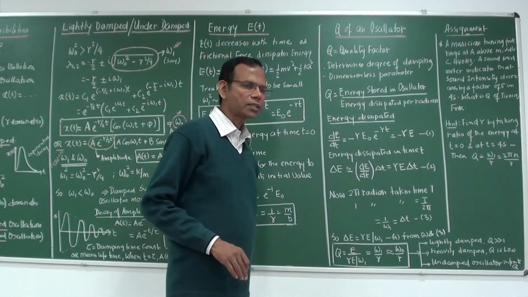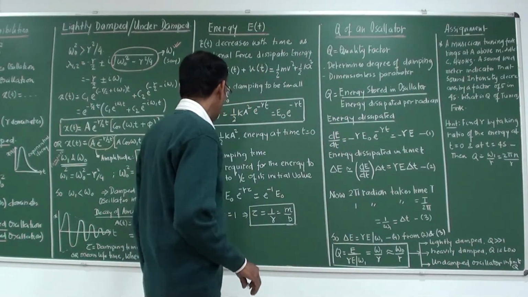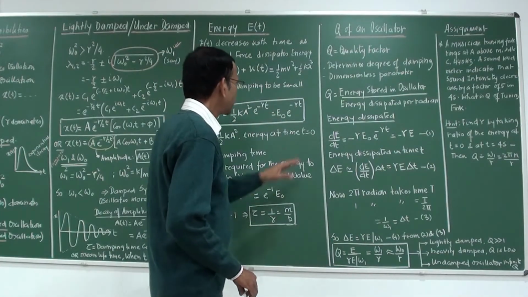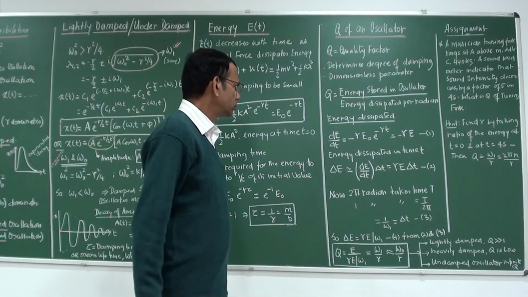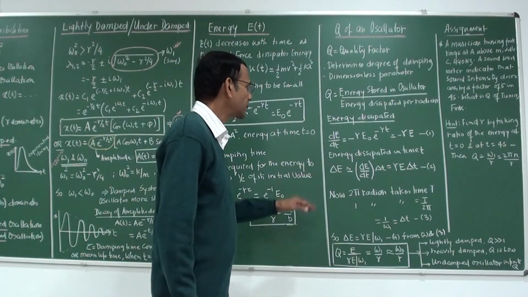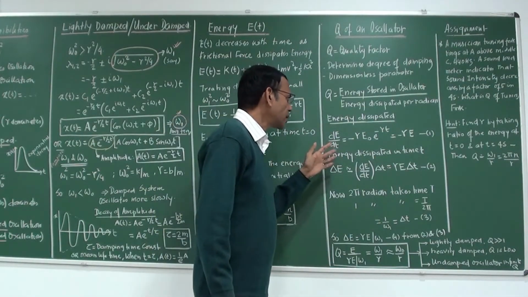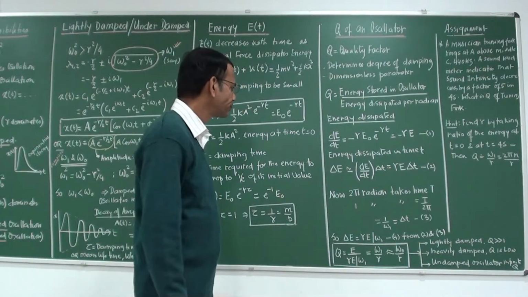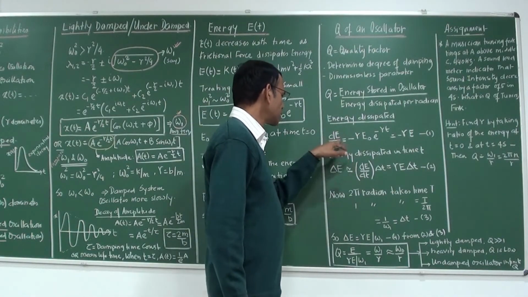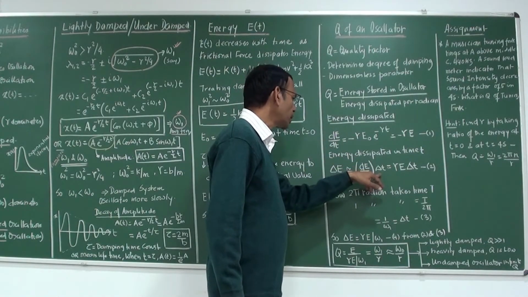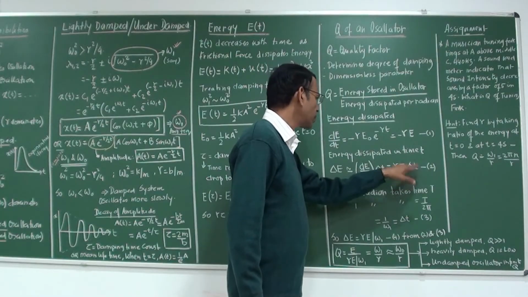So let us calculate the energy dissipated part. For the energy dissipated, we just differentiate the energy expression. We get minus gamma E0 e to the power of minus gamma t, that is minus gamma E. That is the energy dissipated, dE by dt, per unit time. Now in time delta t, how much will it dissipate? Delta E is equal to dE by dt, the energy dissipated per unit time, multiplied by delta t. So dE by dt we have already calculated, that is gamma E, multiplied by delta t.